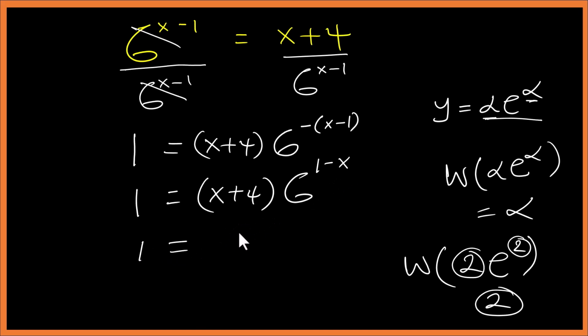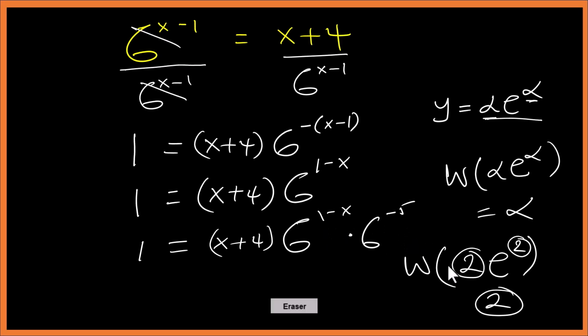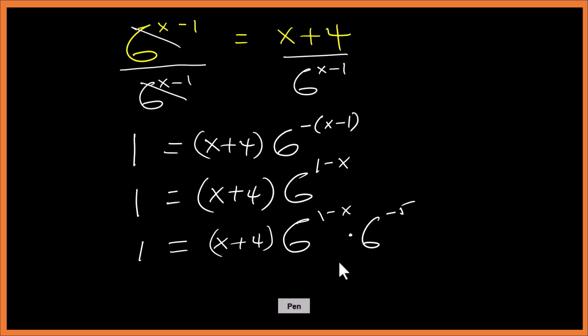Now let's add 6 raised to negative 5 to both sides to make this side 1 minus x times 6 to the power minus 5. Now minus 5 plus 1 will be minus 4. Okay. Now this side times 6 to the power minus 5. So I have 6 to the power minus 5 equals x plus 4.